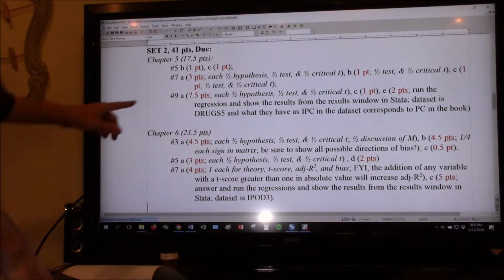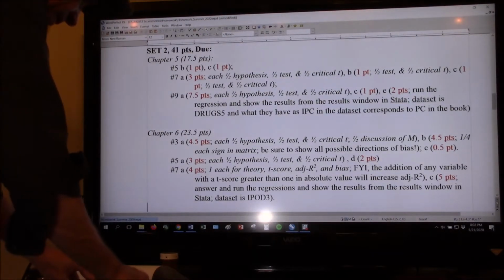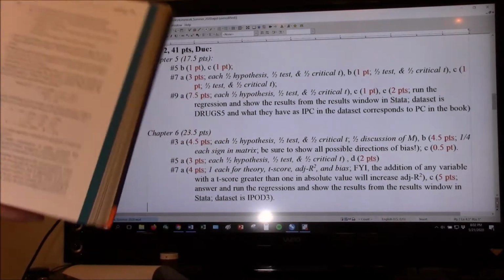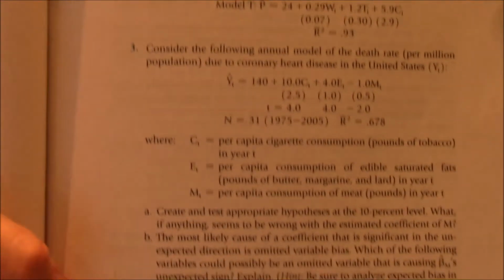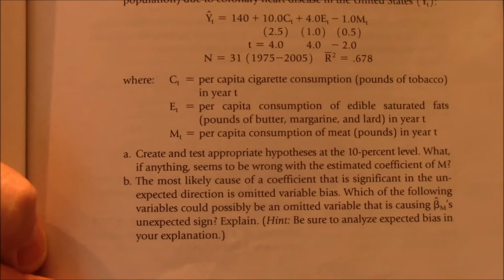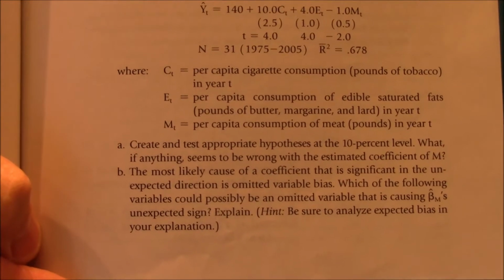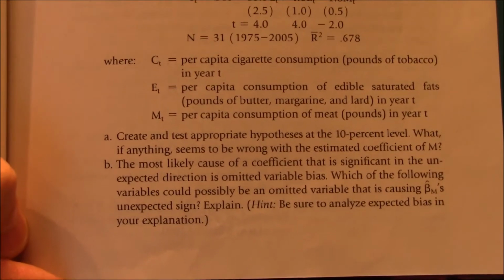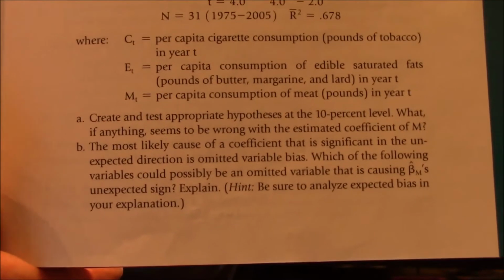And on chapter 6, 3A, all it is doing is t-tests. So as I mentioned in the previous chapter, you're going to be doing t-tests like crazy from here on out. Create and test appropriate hypotheses at the 10% level. And there is an additional question here: what seems to be wrong with the estimated coefficient of m? All right. Now, B, you pay attention to this.